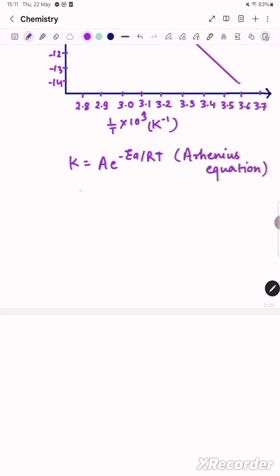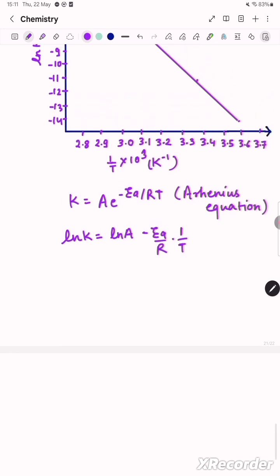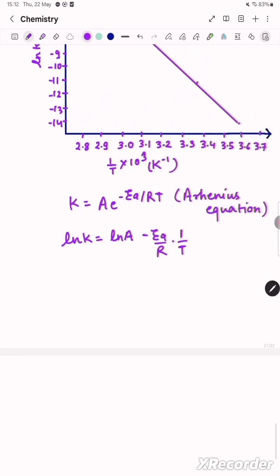Now we write in the form of ln K value, that is ln K is equal to ln A minus EA by R multiply by 1 by T. Why do we write in the form of the Arrhenius equation? Because we draw the graph between this form, that is 1 by T, and ln K value.